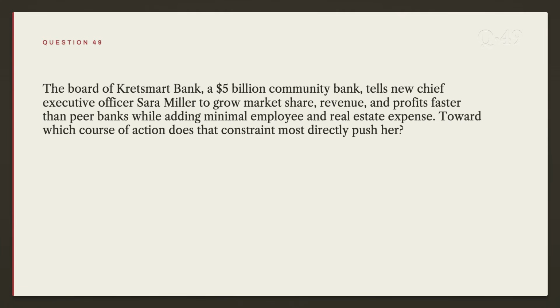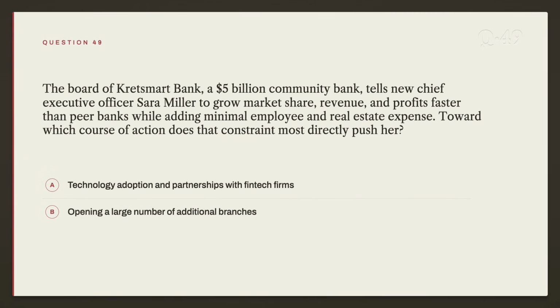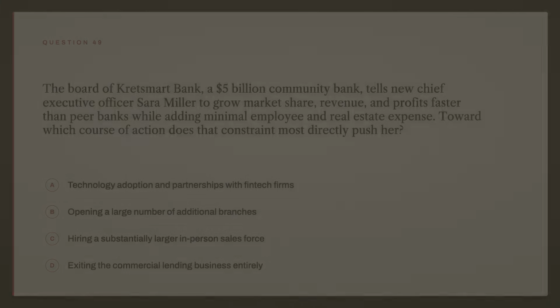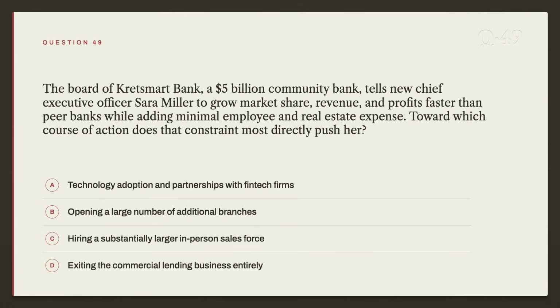Your options are A. Technology adoption and partnerships with fintech firms. B. Opening a large number of additional branches. C. Hiring a substantially larger in-person sales force. D. Exiting the commercial lending business entirely. Which one is it? Pause the video if you need more time.